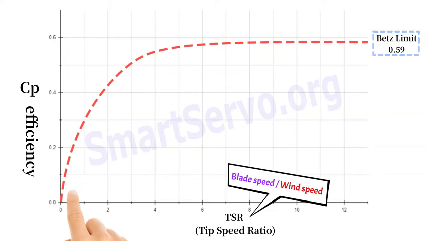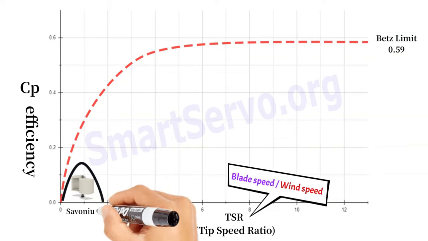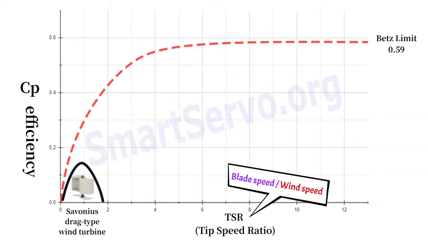0.59. A typical Savonius drag type wind turbine has a maximum efficiency of only 0.15, which occurs at a tip speed ratio of about 0.9. Since the efficiency increases very fast near zero tip speed ratio, it indicates high torque at low speed, so it can start by itself.